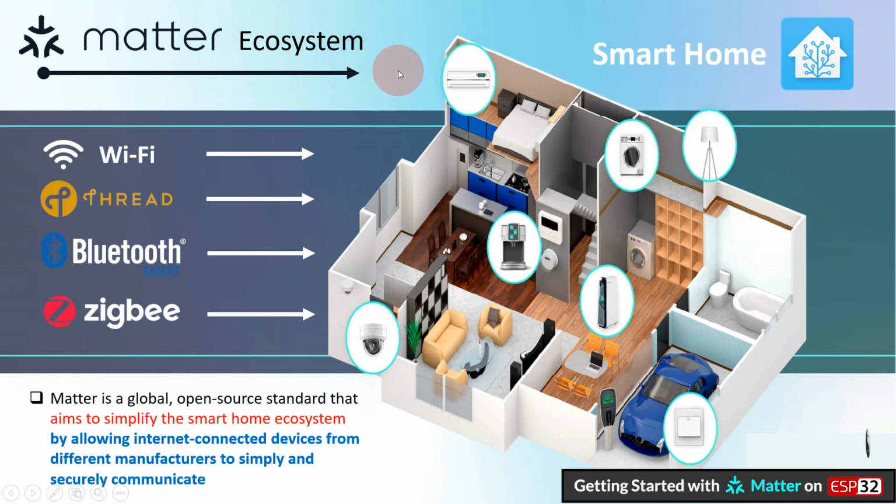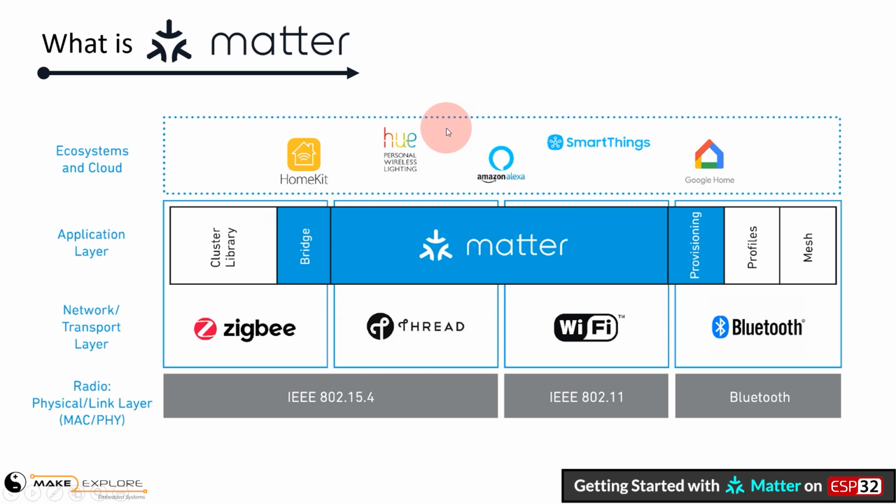Let's see the network protocol stack of Matter. Here you can see the generalized network stack diagram of the Matter standard. It consists of different layers. At the physical layer or link layer you will see all radio and wireless standards, like IEEE 802.15, 802.11, and Bluetooth. Likewise, in the network or transport layer you can see the different wireless protocols like Zigbee, Thread, Wi-Fi, and Bluetooth. Matter itself comes at the application layer with bridge, provisioning via Bluetooth Low Energy, and different meshes and profiles.